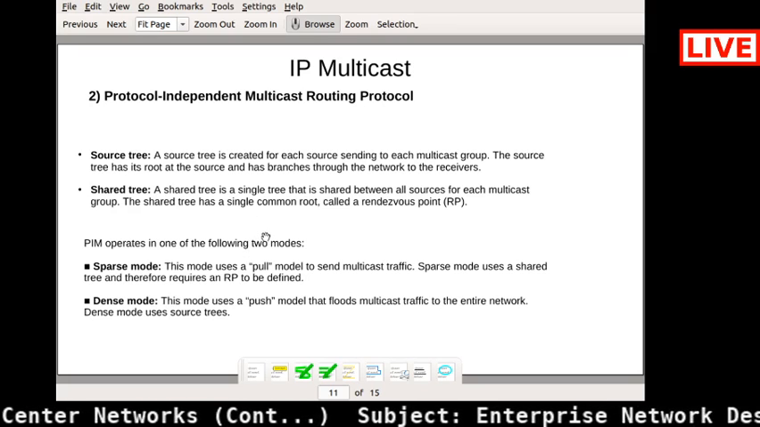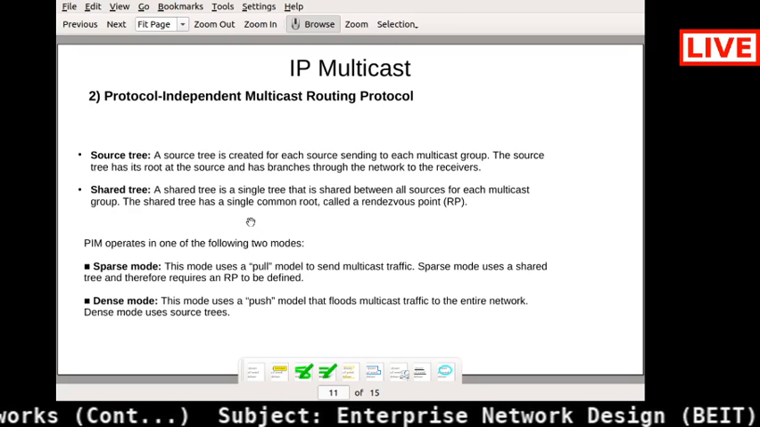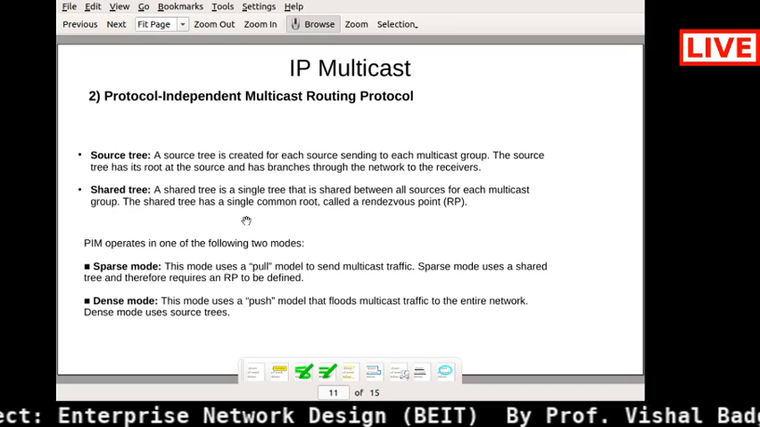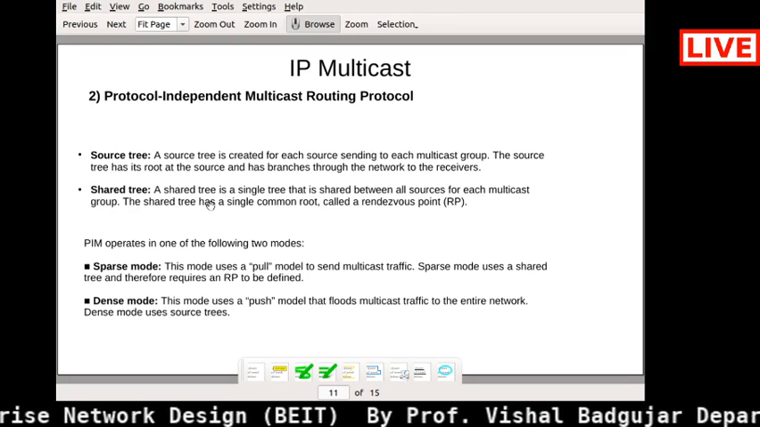And it has one common root, which we can call the RP. So that you also need to keep in mind.